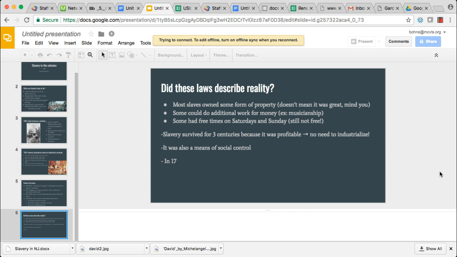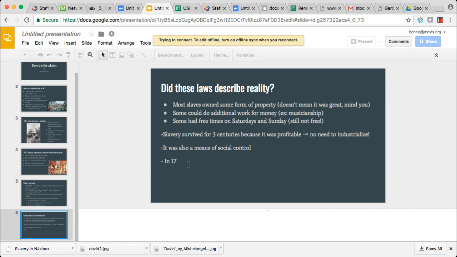Why did slavery last so long? Well, because it was profitable. Remember, this is unfortunately all about economics. This was an agrarian area at the time. There wasn't a need to industrialize yet. It was also a means of social control. And you see how this becomes really important here.